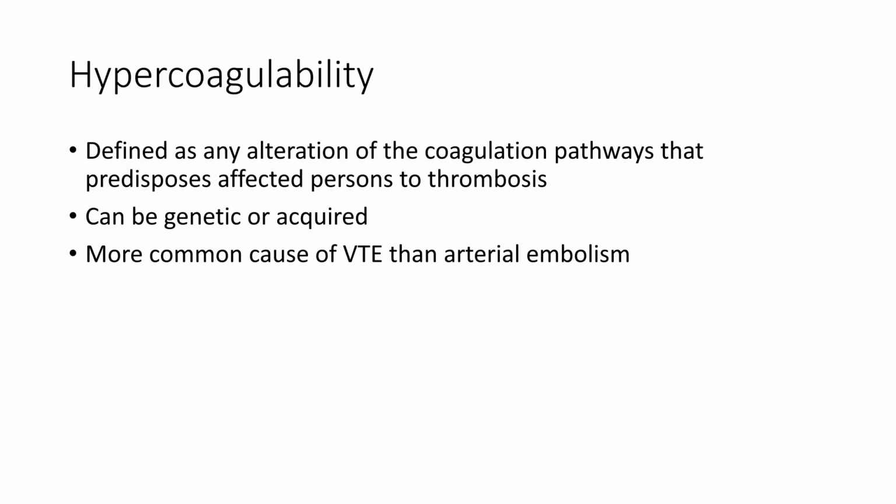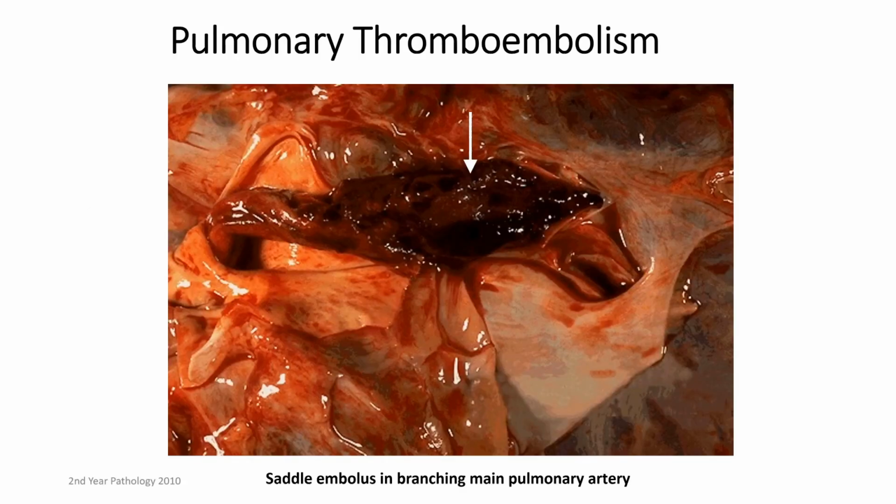Inevitably, emboli lodge in vessels too small to permit further passage, resulting in partial or complete vascular occlusion. The primary consequence of systemic embolization is ischemic necrosis or infarction of downstream tissue, while embolization in the pulmonary circulation leads to hypoxia, hypotension, and right-sided heart failure. Here's an example of a pulmonary thromboembolism. This is actually a saddle embolus in the branching main pulmonary artery.